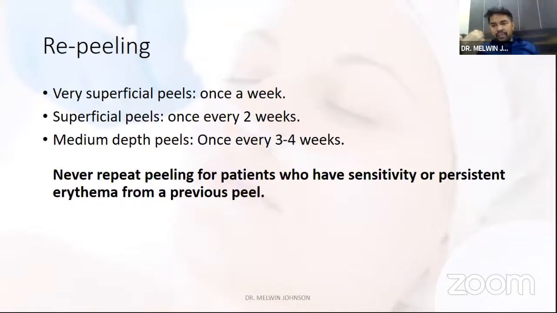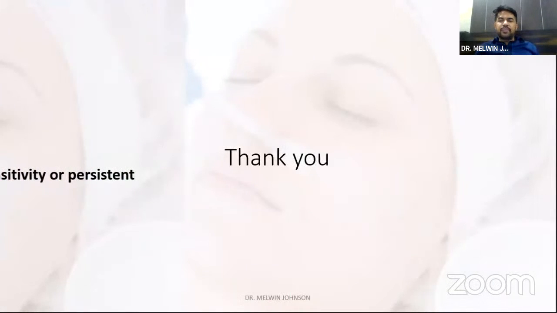Repeeling: how often can you do peels? So the party peels or the AHAs that I mentioned in the earlier part of the seminar, you can use once a week. You can do it once in 15 days also, depending upon what turnover you are expecting from the skin. Medium depth peels, it is better to do once in 6 months. A yellow peel, usually I do it once in 6 months. Even if there is no requirement, then I don't do it. So it depends on what kind of patient you are facing.